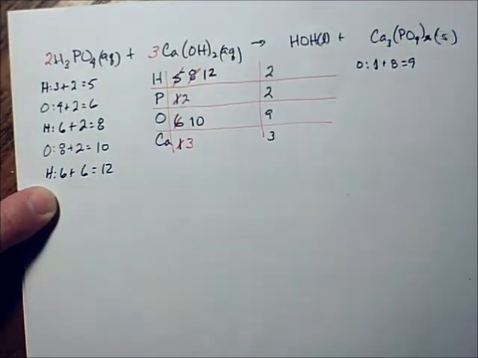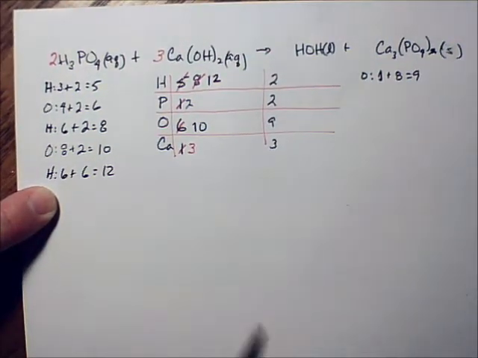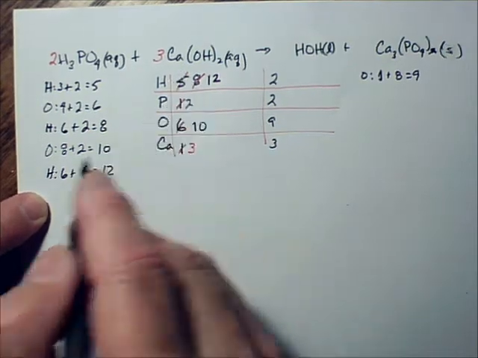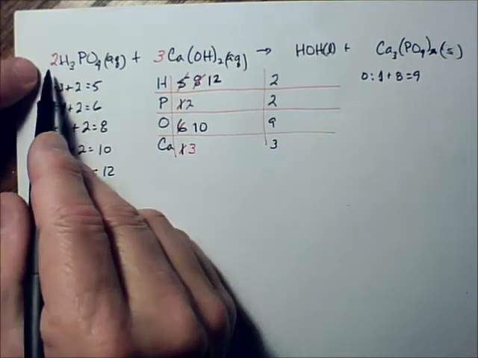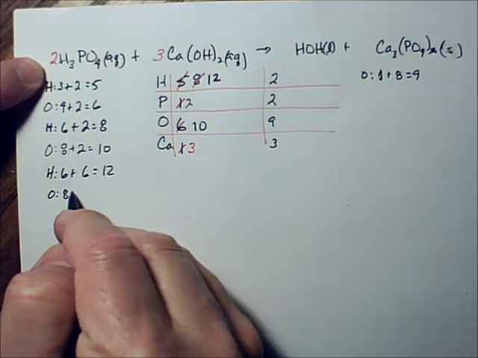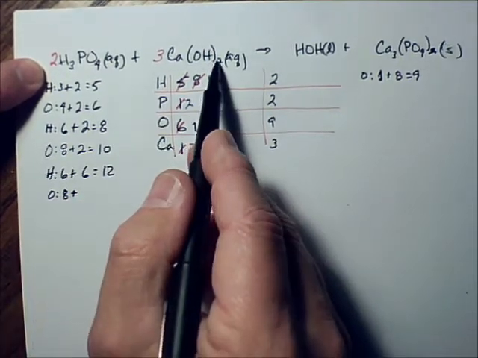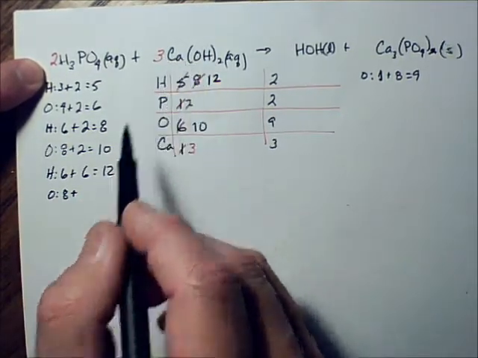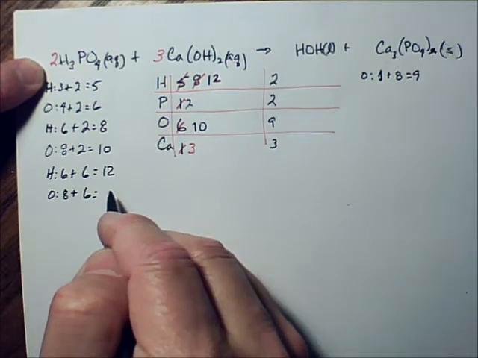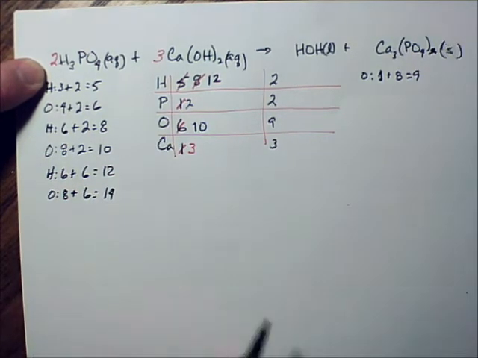Alright, now I still have to balance the oxygens since I changed those. So I've got 2 times 4 or 8 oxygens, and then the 2 oxygens here times 3, 2 times 3 is 6, that makes 14 oxygens, right?